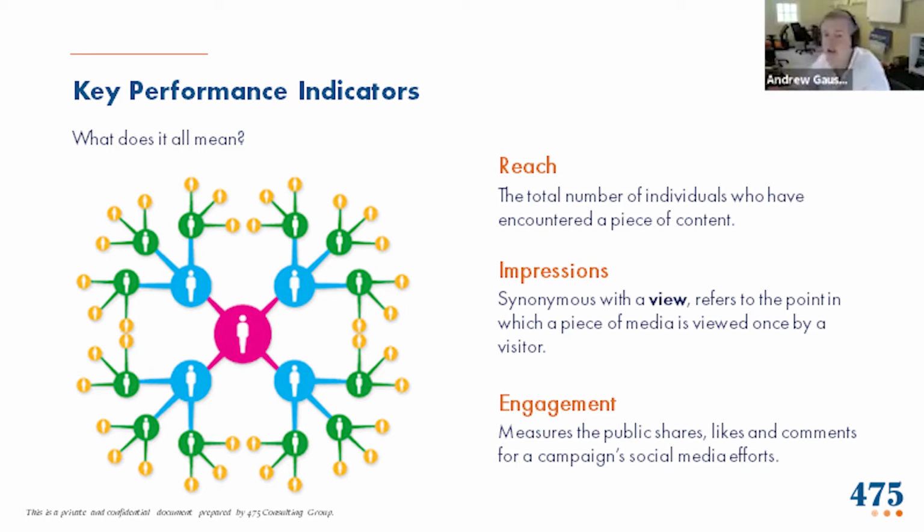And then just to give you some verbiage, reach is the total number of individuals who encounter a piece of content. It doesn't matter if they see it once, twice, or three times, just the total number of individuals. Impressions is like a view, but also applies to static content, so just a picture. That's the number of times a piece of media is viewed once by each visitor. And finally, engagement is the number of public shares, likes, and comments, and that now also includes the little emojis you see on Facebook, whether it's the caring, love, or laugh buttons.